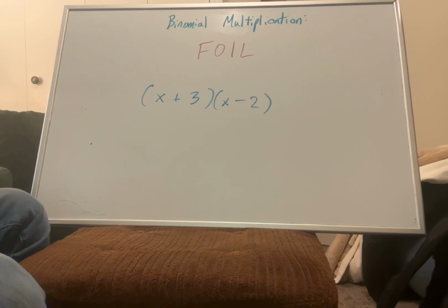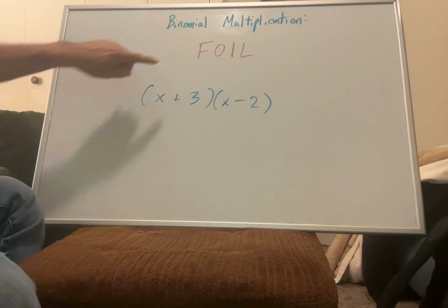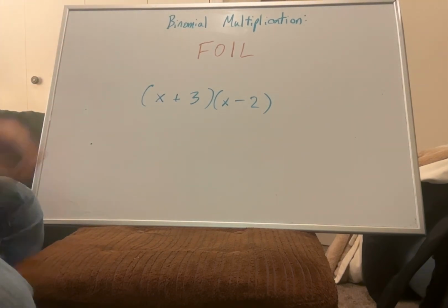In order to do that, the word you want to keep in mind, as I've written here, is the word FOIL. We're going to ultimately perform 4 individual multiplications, and then combine them all up. To keep track of doing all 4 multiplications exactly once, we remember this word FOIL. So let's go through it.